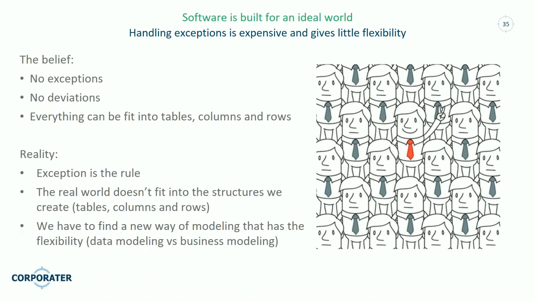and you need to just treat everything the same. But we know, and as you can see from the illustration here, although everybody has a gray tie, there is a guy that has a red tie, smiling with his hands up, etc. And this is what you find in every business. Exception is the rule. The real world does not fit into the structures that software people have told you to use. So we have to find a new way of modeling that has flexibility built in.